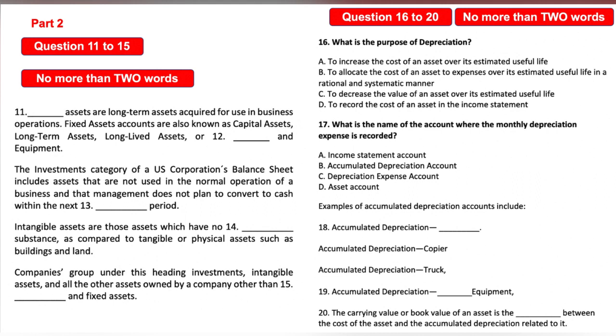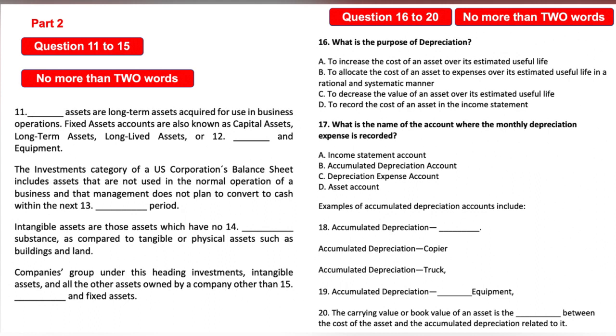Current assets are those assets of a company that are reasonably expected to be realized in cash, sold or consumed during 1 year, or during the normal operating cycle of the business. Fixed assets are long-term assets acquired for use in business operations. Fixed assets accounts are also known as capital assets, long-term assets, long-lived assets, or plant and equipment. The value of these assets, with the exception of land, is depreciated over their expected lives. Past depreciation is recorded in the accumulated depreciation accounts.